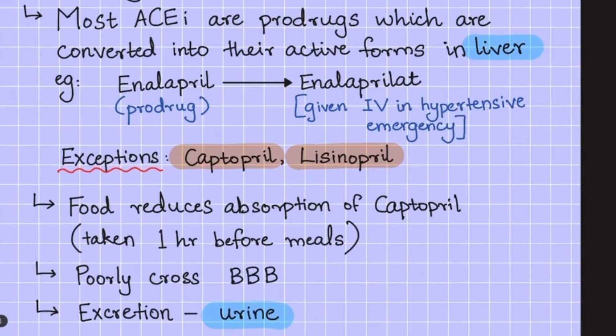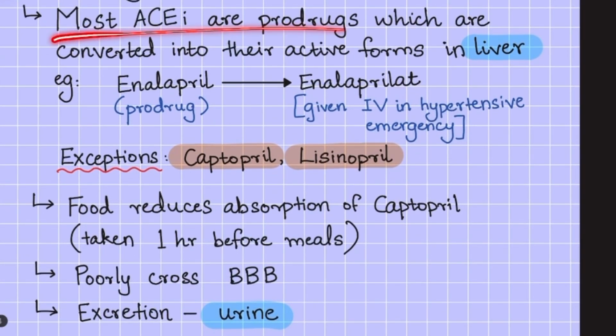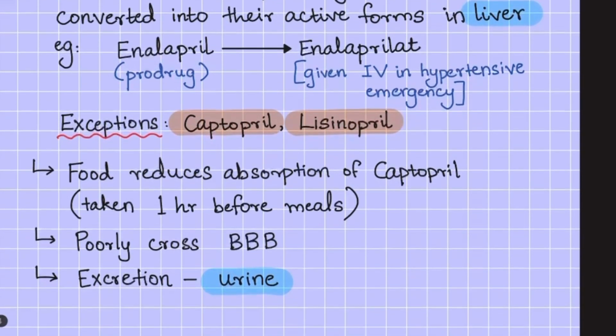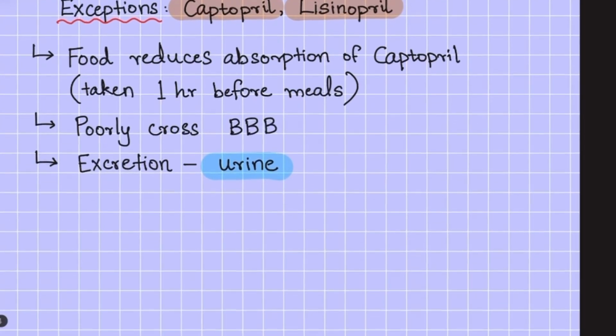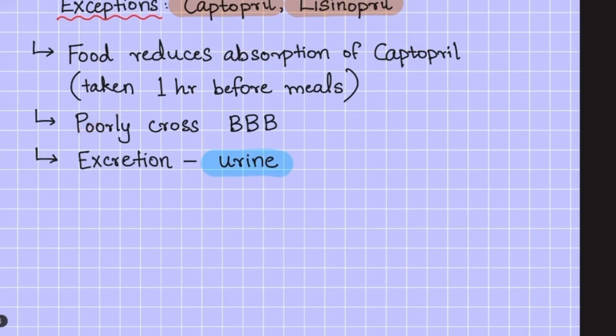Now, exceptions for this statement include captopril and lisinopril. They are not prodrugs. Food reduces the absorption of captopril, so it is taken 1 hour before meals. It poorly crosses the blood-brain barrier. Excretion is in the urine.